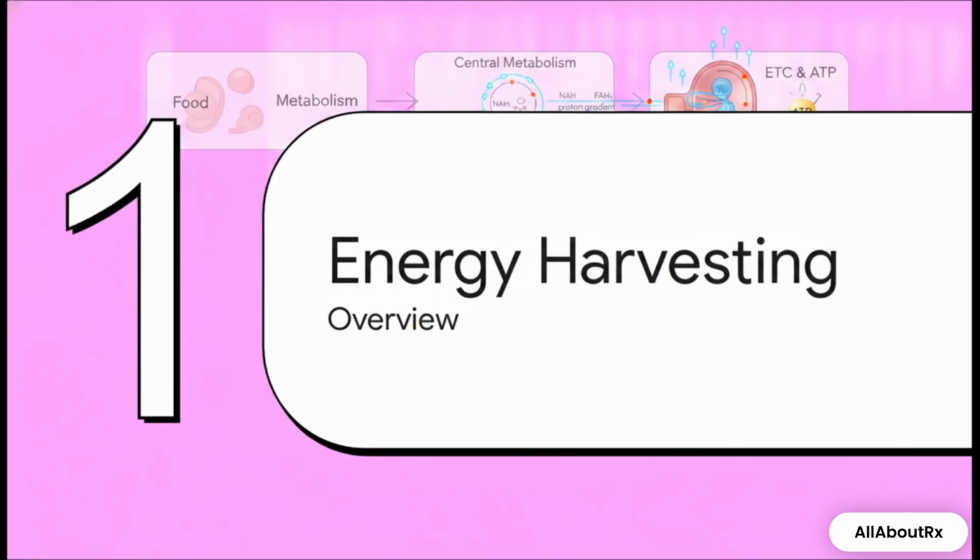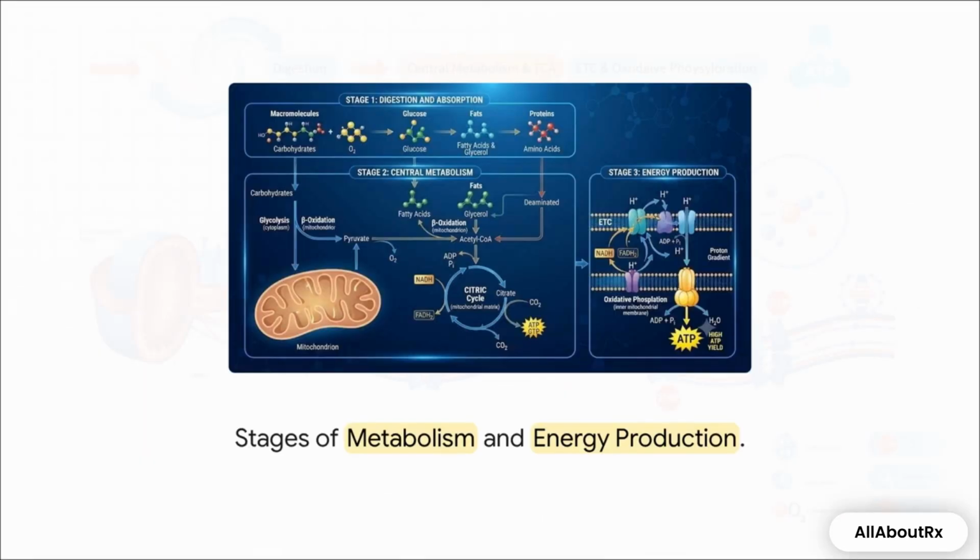All right, Section 1, Energy Harvesting Overview. Let's start with the big picture here. How do our cells actually harvest energy from the food we eat? Well, as energy-rich fuels like glucose, fatty acids, and amino acids are oxidized, they donate electrons to coenzymes like NAD+ and FAD. This forms NADH and FADH2, which basically act like cellular delivery trucks. They pass these electron pairs right down to a specialized set of carriers embedded in the inner mitochondrial membrane.